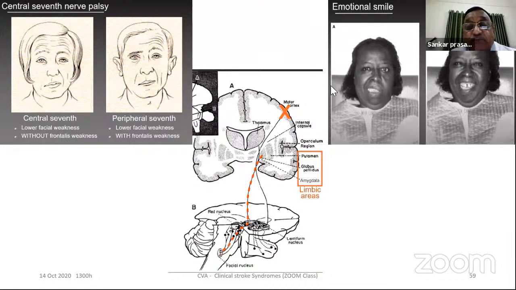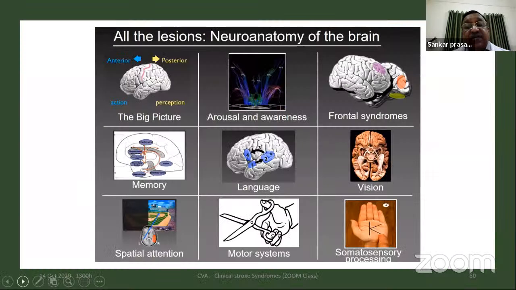So this input to the facial nucleus, both from motor cortex and the limbic areas, is also important to remember. So this makes the study very interesting. You have looked at the big picture. We looked at the arousal and awareness. We discussed frontal lobe syndromes. We also discussed memory, language, and various visual field defects.